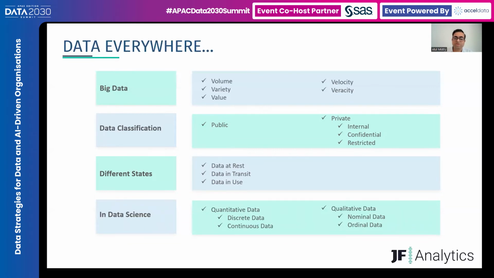So the first one is quantitative data. This data can be measured by numbers. Second is qualitative data. This data cannot be measured by numbers. It is symbols, words, and pictures.